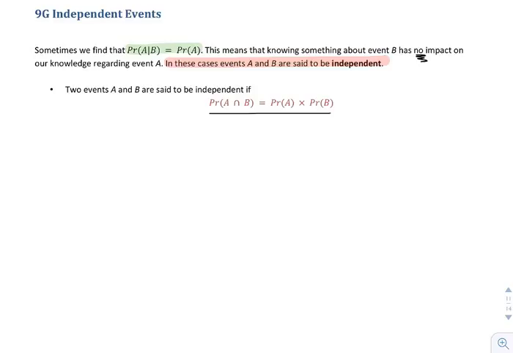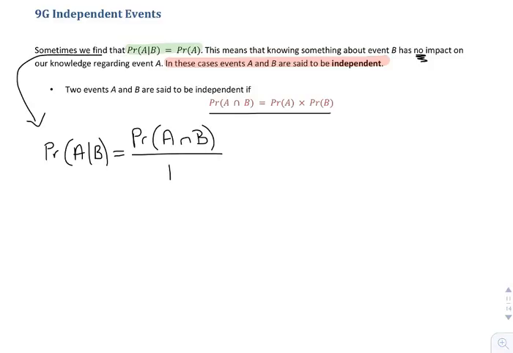The reason we can get this to work is using a few different properties. We're going to use this original property that the probability of A given B is equal to the probability of A. We know that conditional probability has a formula of the intersection divided by the probability of B.